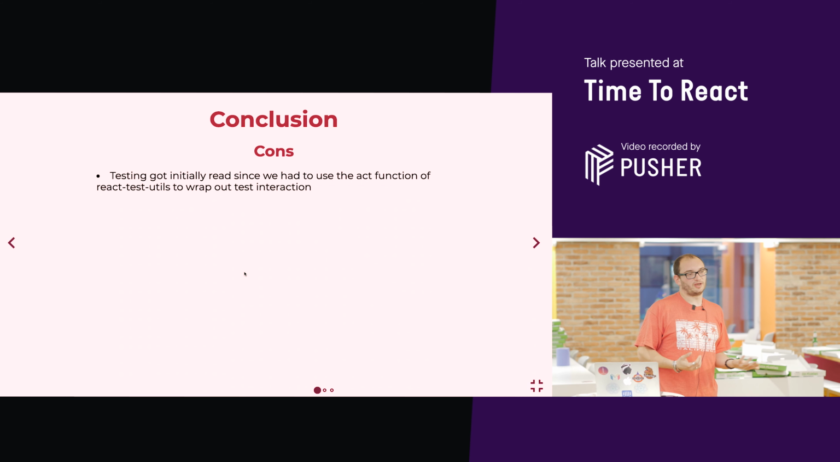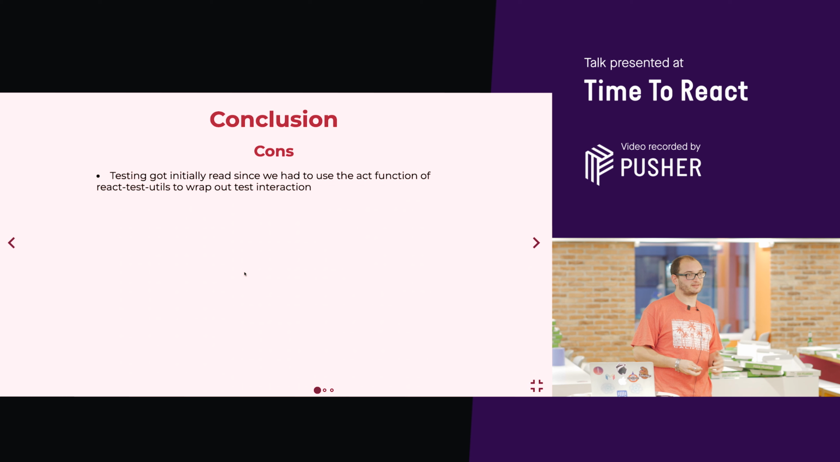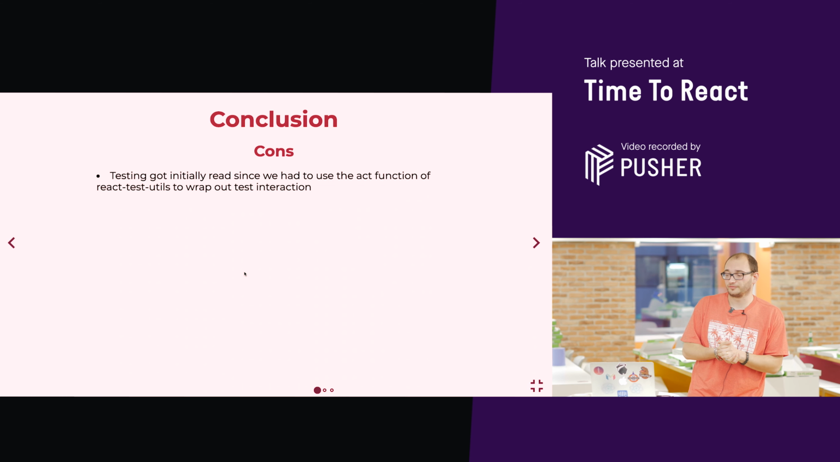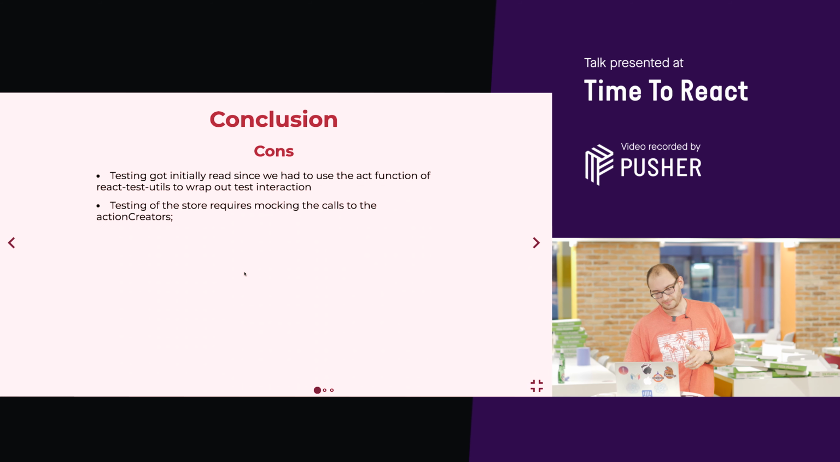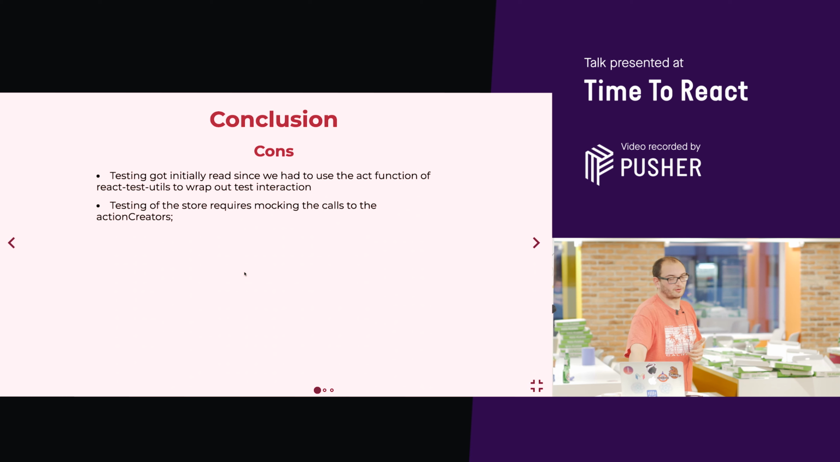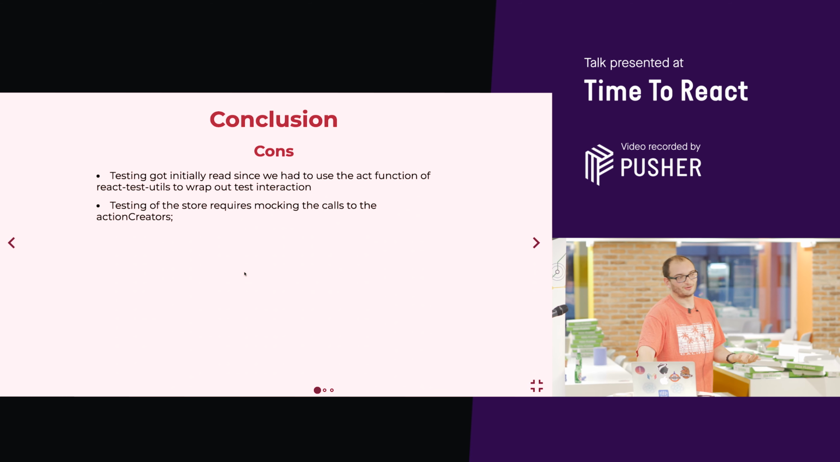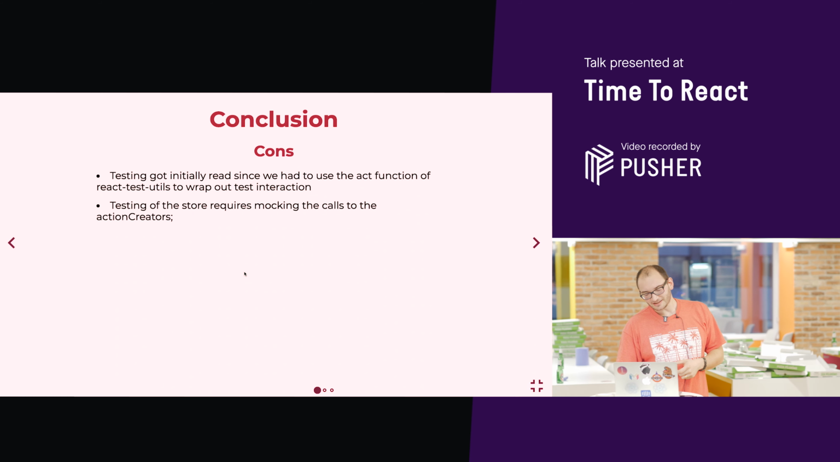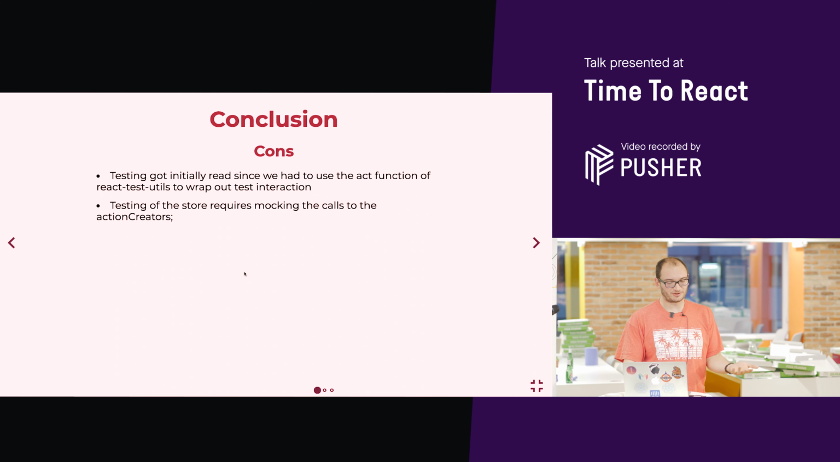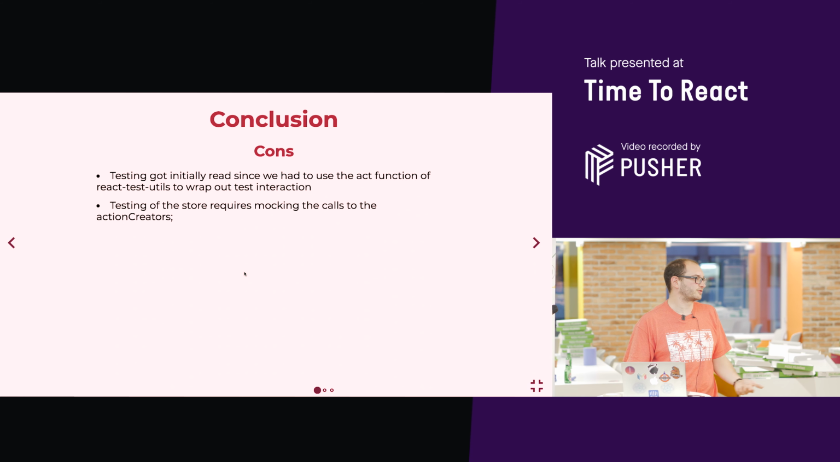And that's what we discovered. We had to learn that, and this is knowledge, but it took some time to figure out how to actually do it properly. And it slowed us down a little bit. The testing of the store, of course, now required mocking the calls to the action creators, which is a problem. It's not a real problem because you actually have to do it anyway somewhere else in the application, but you never thought to do that in the store. Usually tests of the store are pretty easy.